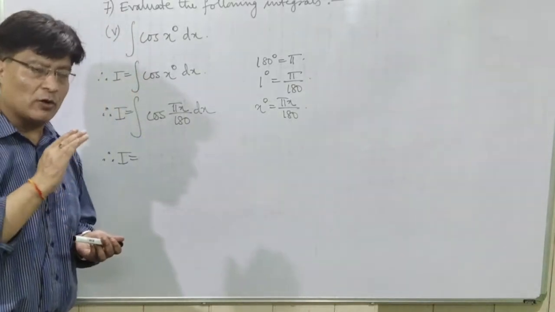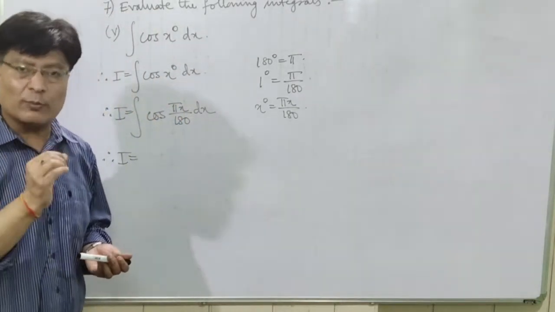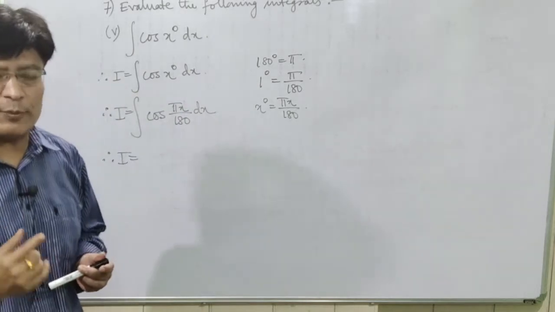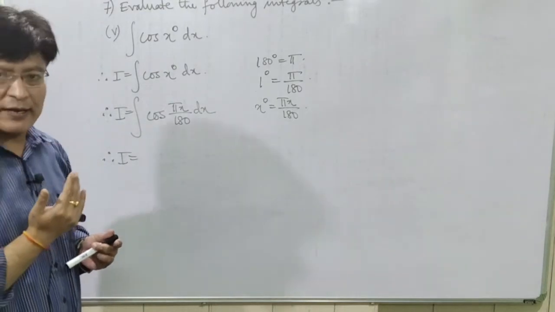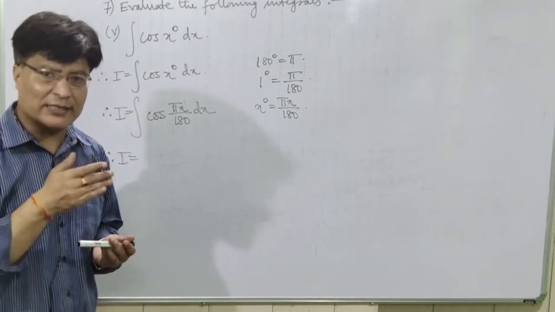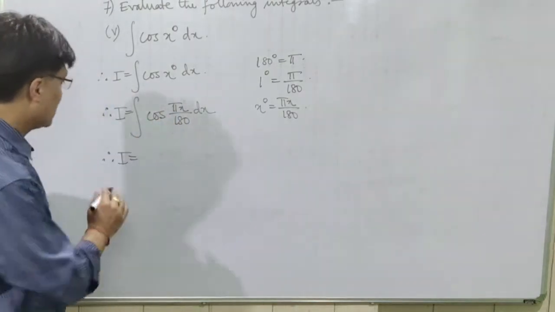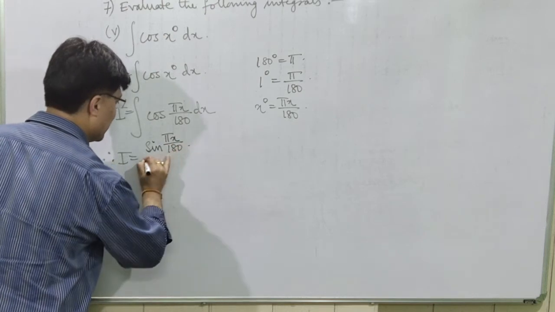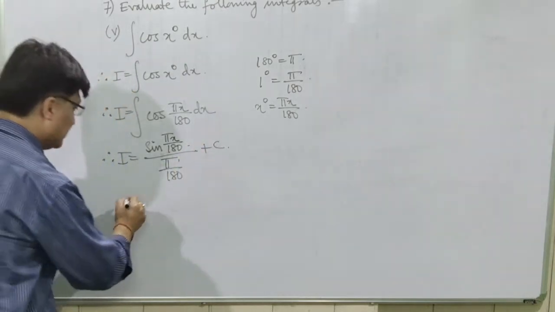I already told you in the previous online class how to know the formula of integration. For the integration of cos mx dx, how should we remember the formula? You again question yourself: differentiation of which function is cos mx, that is sin mx. But here in the divisor we should also write the constant, that is m, because it is in the form cos mx dx. So I is equal to sin of pi x by 180, that is your mx, divided by m. What is m? Pi by 180 plus c.